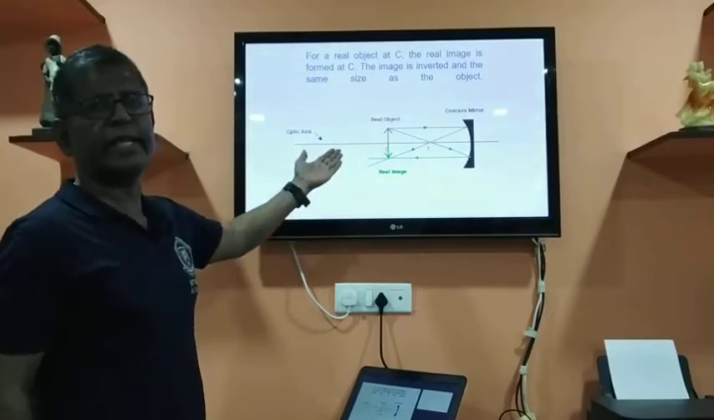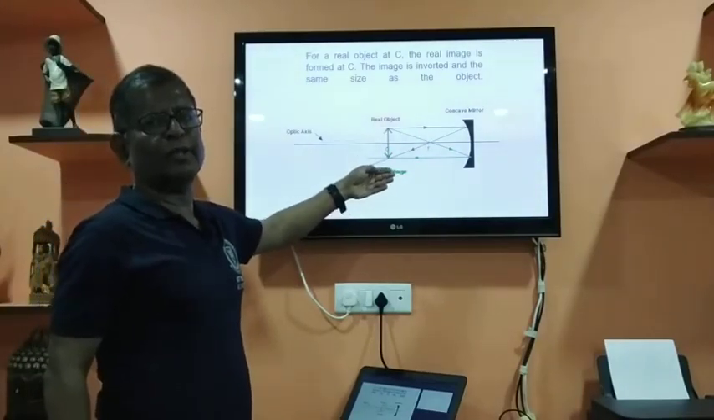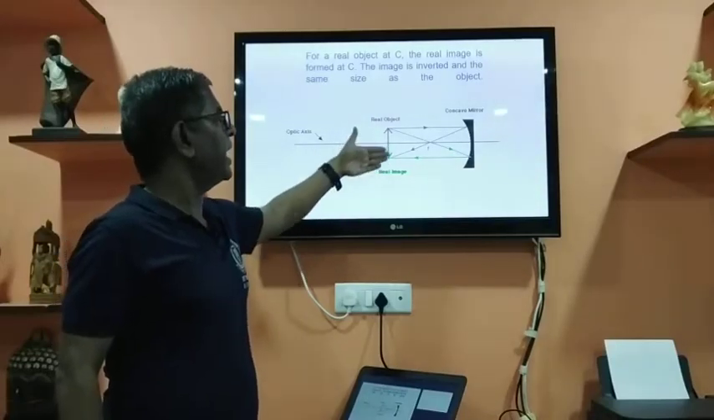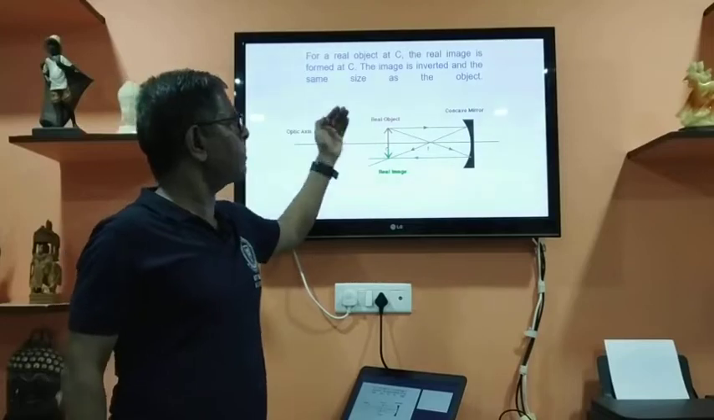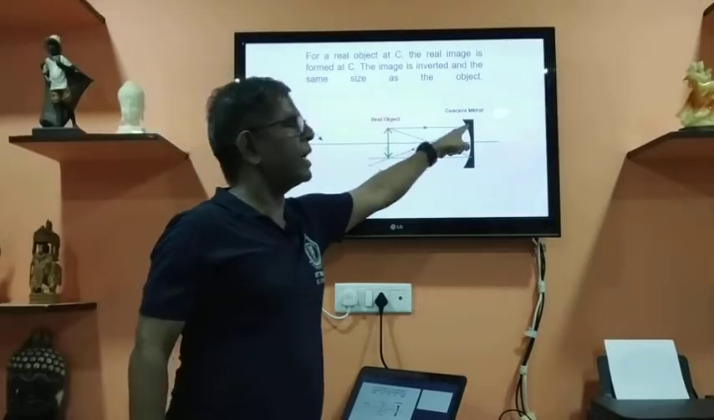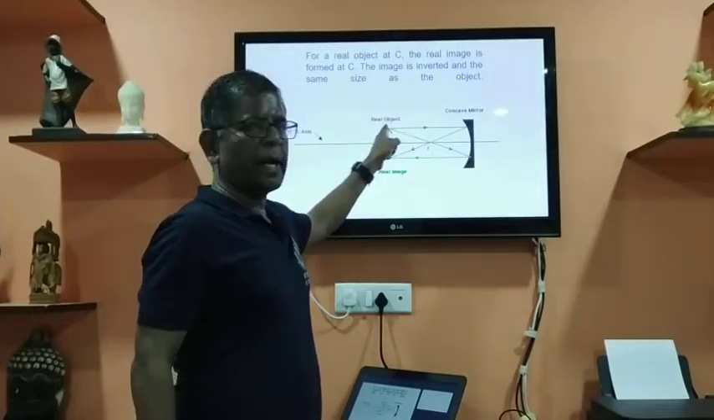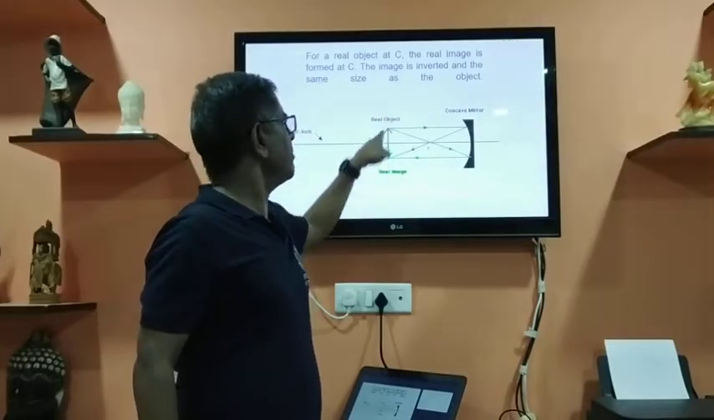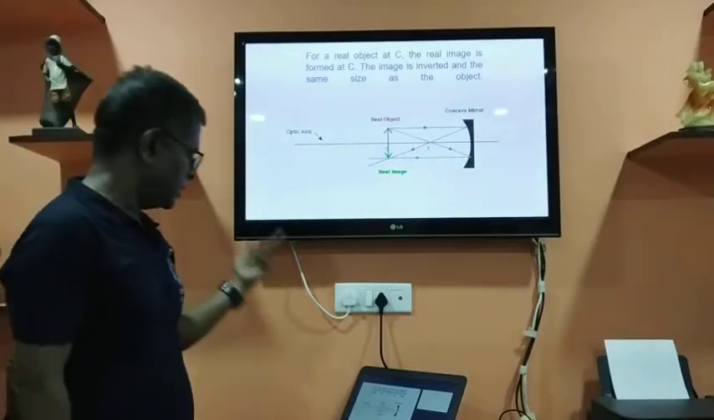Like this, in this case, the object is kept at the center of curvature. So the image is real and the size is the same as the object. Again, you can apply the first principle, draw a parallel line, join this point to the focal point, apply rule number 2, and you will find that the image is formed exactly where the object is and the size is equal to the same.